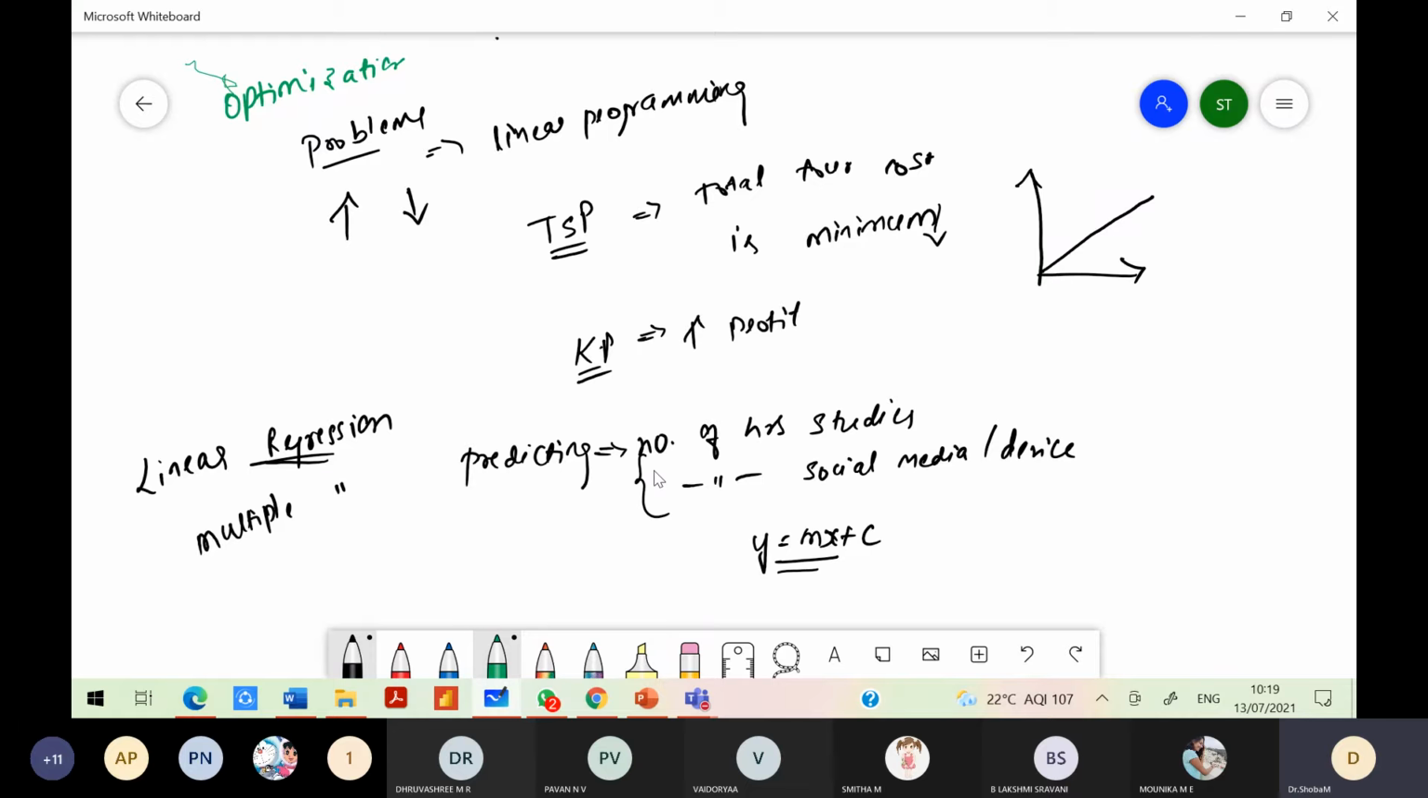So tell me, in this particular equation, y is equal to mx plus c, which is the dependent variable and which is the independent variable? Which is independent and which is dependent variable, students? Quick.